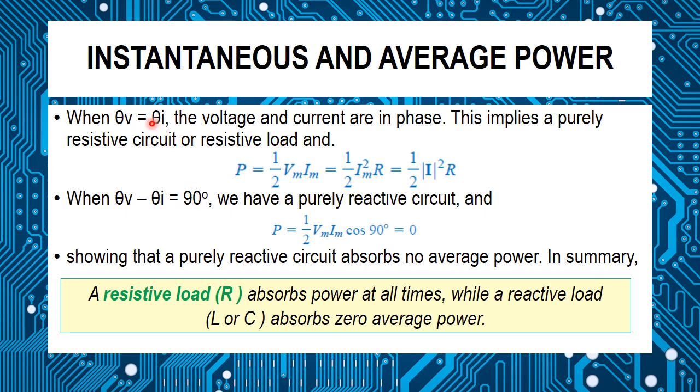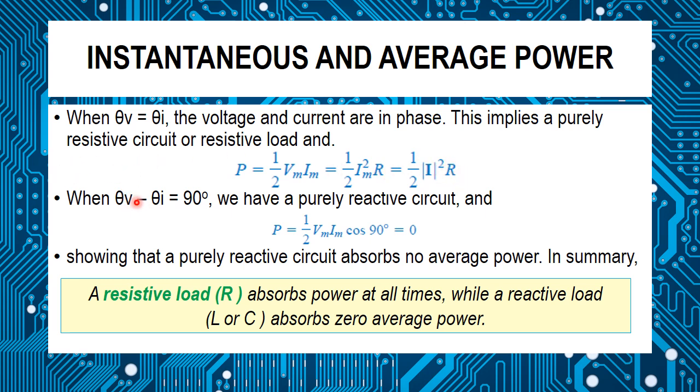So when θv is equal to θi, the voltage and current are in phase. So we'll have cosine of 0. So our voltage and current are in phase. This implies a purely resistive circuit or resistive load. And this is our usual formula for power. We have here Vm Im, but since we're looking for the average power, we have here 1/2, and then 1/2 I squared R.